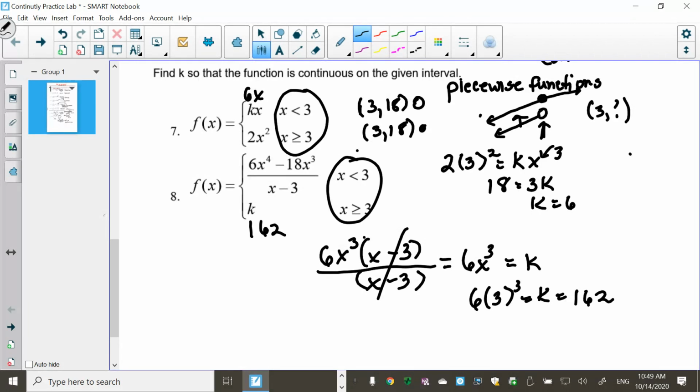Okay, so that is a little bit of something I wanted to show you because they might ask you how to make it continuous. Just put your x in at your breaking point and make your y's equal, and that will make your function continuous.